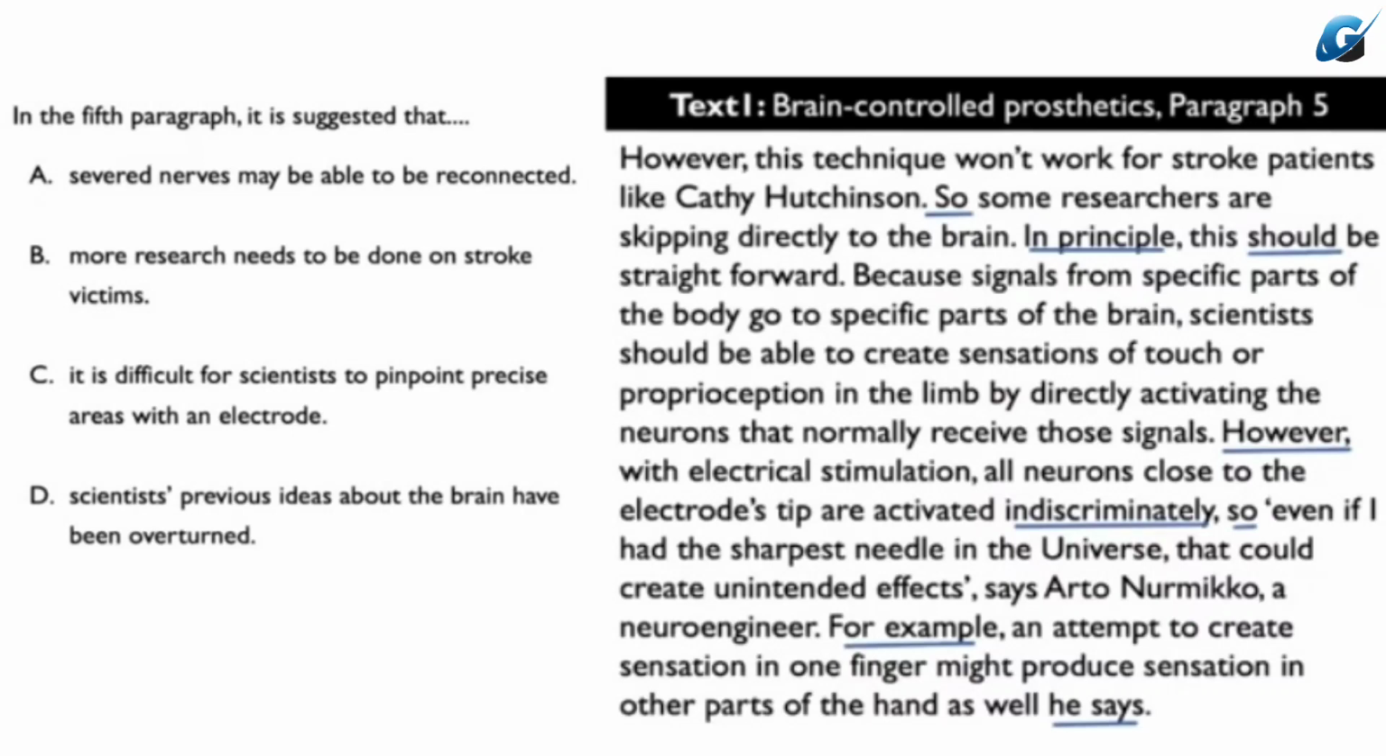So, note that point. "Some researchers are skipping directly to the brain. In principle, this should be straightforward because signals from specific parts of the body go to specific parts of the brain. Scientists should be able to create sensation of touch or proprioception in the limb by directly activating the neurons that normally receive those signals."